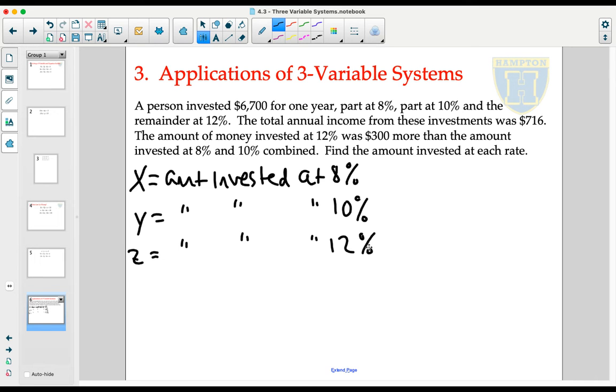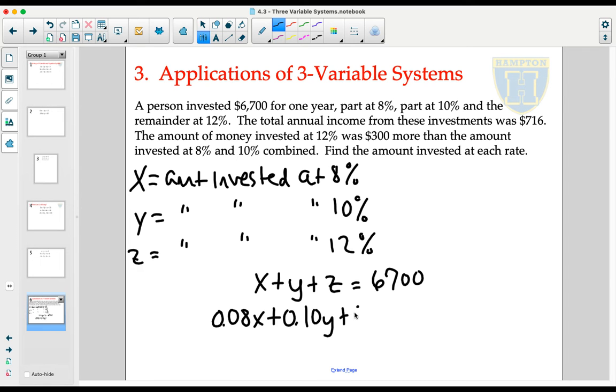Each one of the sentences in this question gives us the information that we need in order to write each one of the equations. We know that the total amount invested was $6,700. So our X plus Y plus Z must have a sum of $6,700. Next, we know that X was invested at 8%. We know that Y was invested at 10%. And we know that Z was invested at 12%. And our total income from these investments was $716.